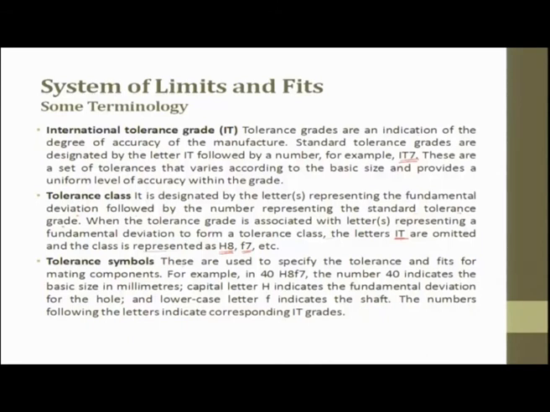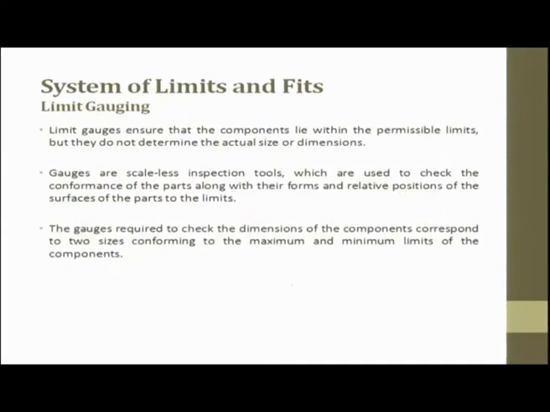Then the tolerance symbol. There are specific tolerances and fits for a mating component. For example, it will be represented like this. This is the basic size, this is the hole deviation, this is the shaft deviation. 40 indicates the basic size, H indicates the fundamental deviation of a hole, F indicates the fundamental deviation of a shaft. This 8 and 7 give the class, and this can be calculated by the formula which we used in solving it.